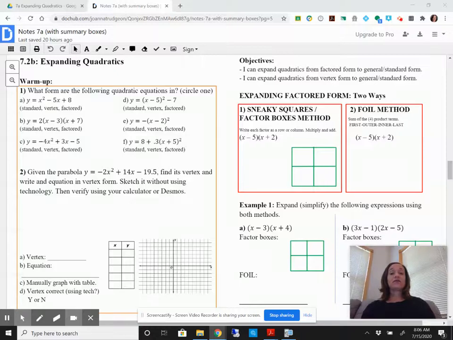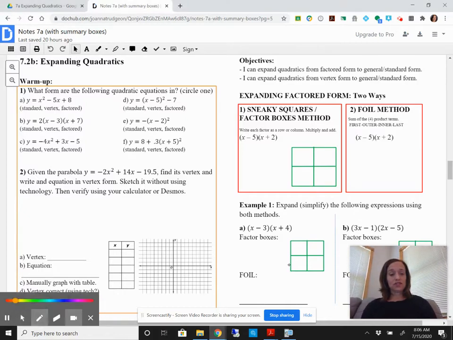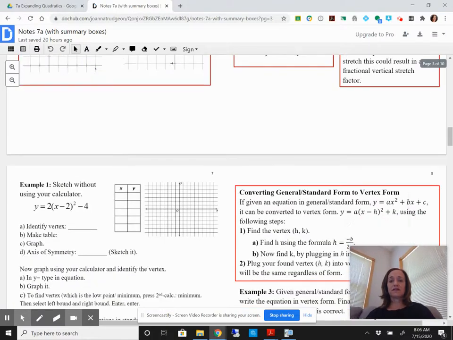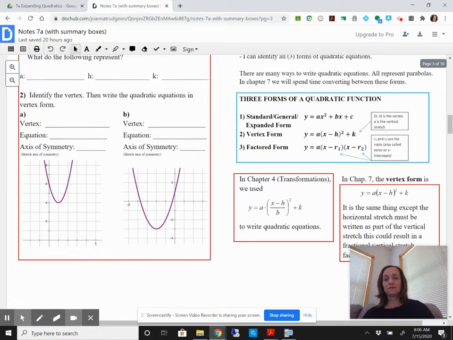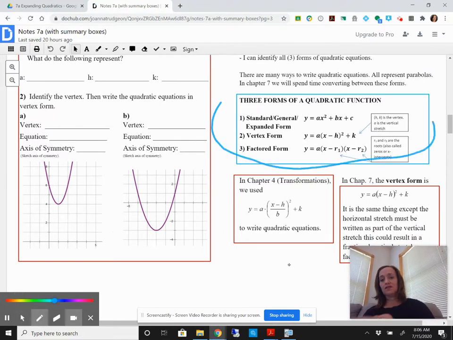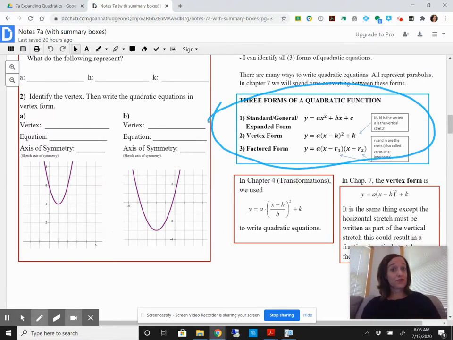This lesson is 7.2b, and today we're going to be working on expanding quadratics. In this warm-up, most of this you should be able to do yourself, but let's just go through it briefly. Number one is asking for what form all these quadratic equations are in. Remember, the forms are on the last page. They're right here, so you need to look at those forms. Most of them are pretty close to that form.